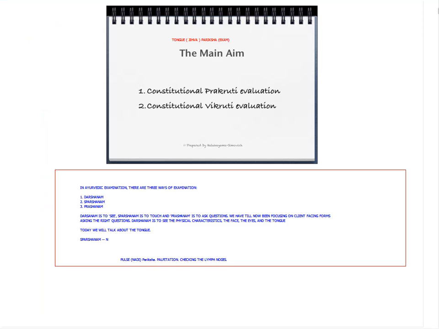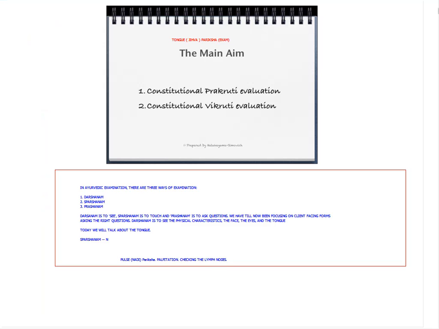So today is October 23rd. It's a Sunday, and we are discussing Ayurvedic examination. Just remember these three words: darshanam, sparshanam, prashanam. It rhymes with each other, and that's the heart of Ayurvedic examination.